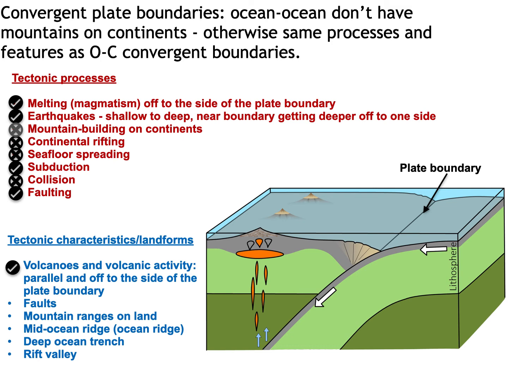That is, they're parallel and off to the side of the plate boundary. How about faults? Yes. How about mountain ranges on land? No, no mountains here, just volcanoes, and that's a weird distinction, but we do make that distinction. How about mid-ocean ridge? Again, only at divergent plate boundaries in the ocean. Deep ocean trench? Yes, this is our long, narrow valley that marks the plate boundary at the surface. Rift valley? No, only divergent boundaries in continents.